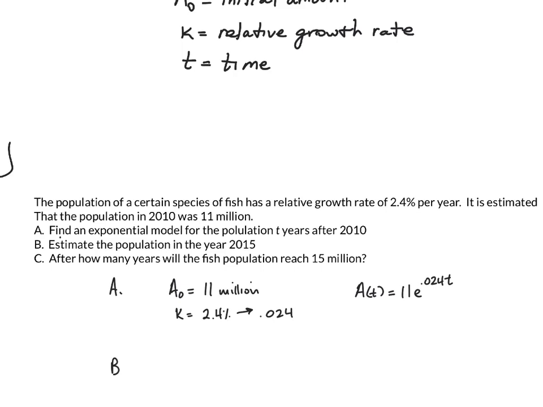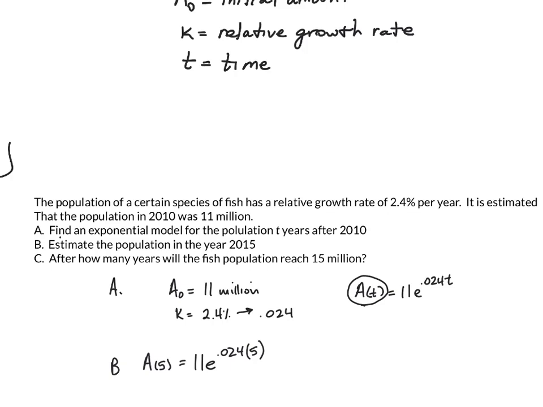So then part B, it says estimate the population in the year 2015. So that's a future amount, which is what this variable is, A of t, a future amount. 2015 is 5 years after 2010. So the value of t that we're going to use is 5. So the amount in 5 years is equal to 11 times e to the 0.024 times 5.